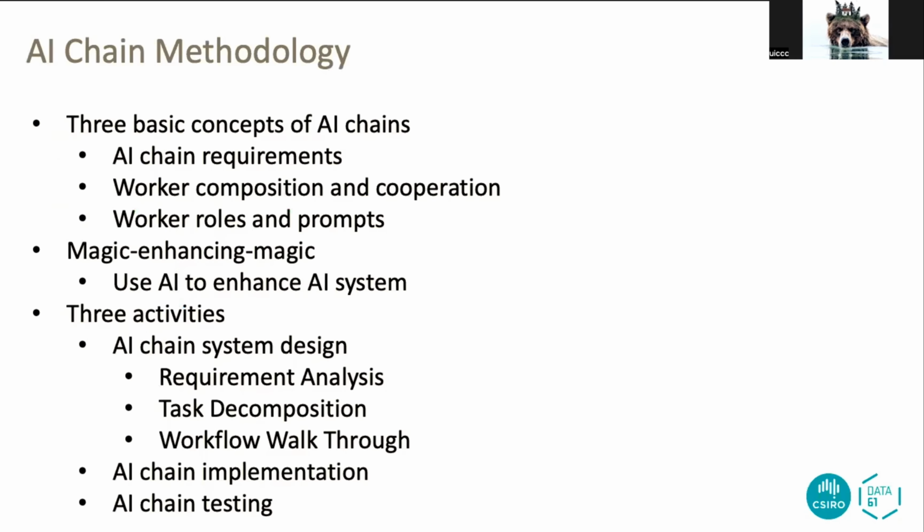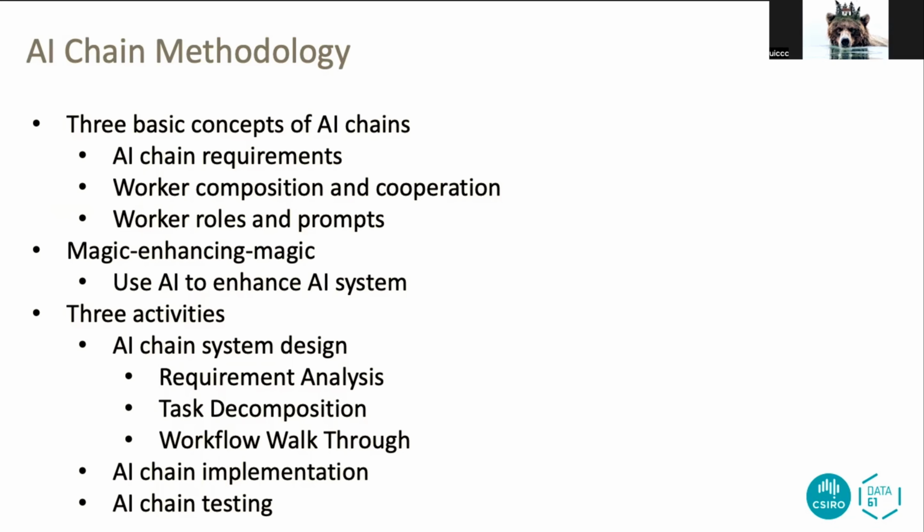Let me first briefly introduce our AI chain methodology. We first define three basic concepts of AI chains, namely AI chain requirements, workers' composition and cooperation, worker roles, and prompts. The key of the AI chain requirements is to align the task needs and the problem understanding with the model capabilities through iterative design, evaluation, and improvement of AI chains and prompts.